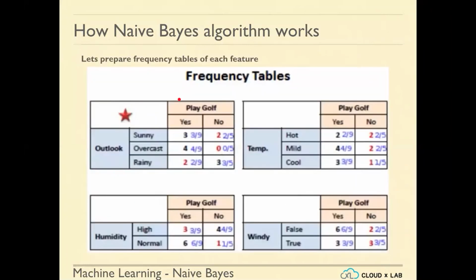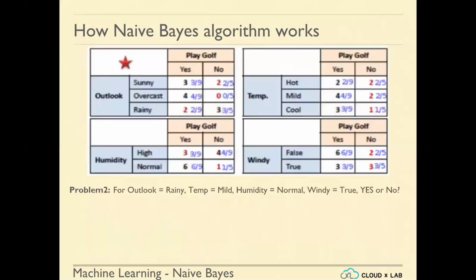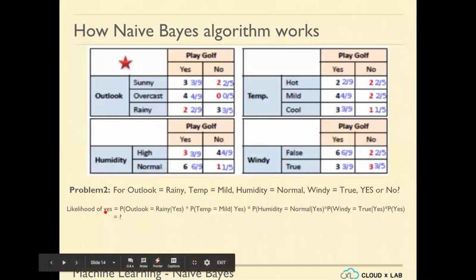Okay. In this case, what we do is we consider each of these parameters independently, each of the columns independently, and prepare these tables. Prepare the frequency tables. And once we are done with preparing the frequency tables, then we can apply the same formula that we used earlier. So if the outlook is rainy, temperature is mild, humidity is normal, and windy is true, will we play or not? What we'll do is we will compute the likelihood of yes.